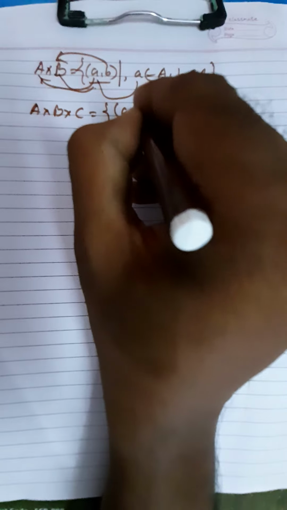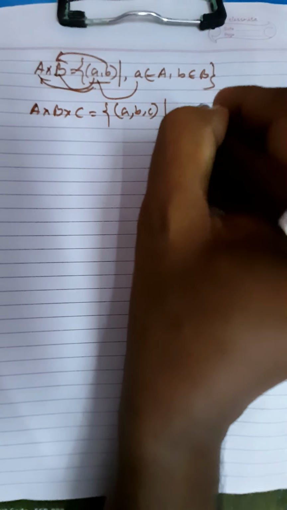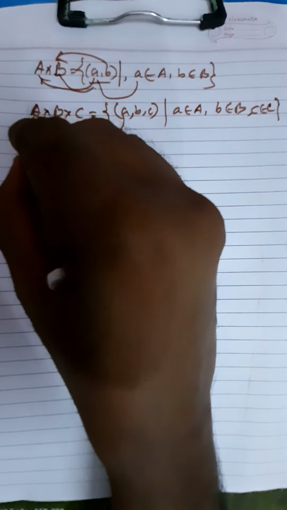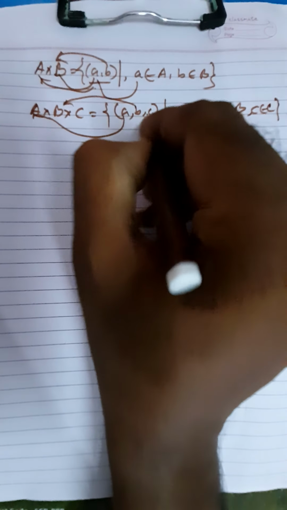A cross B is nothing but the set of all ordered pairs (a, b) such that a belongs to A and b belongs to B. The first element is from the first set, and the second element is from the second set. If it is a product of three sets, A cross B cross C, we write (a, b, c) such that a belongs to A, b belongs to B, and c belongs to C. The first element is from the first set, the second element from the second set, and the third element from the third set. This we have to keep in mind.